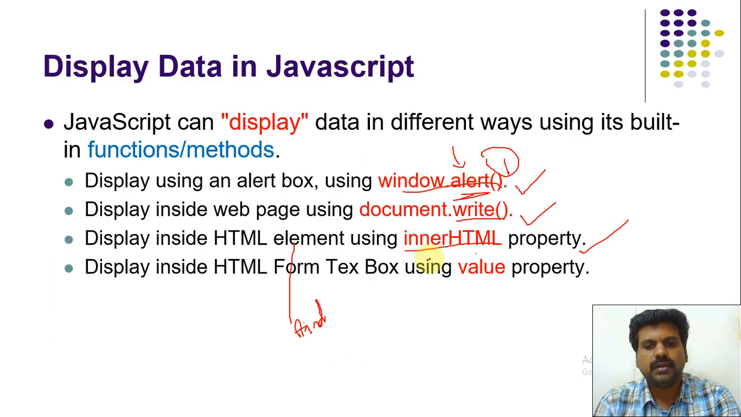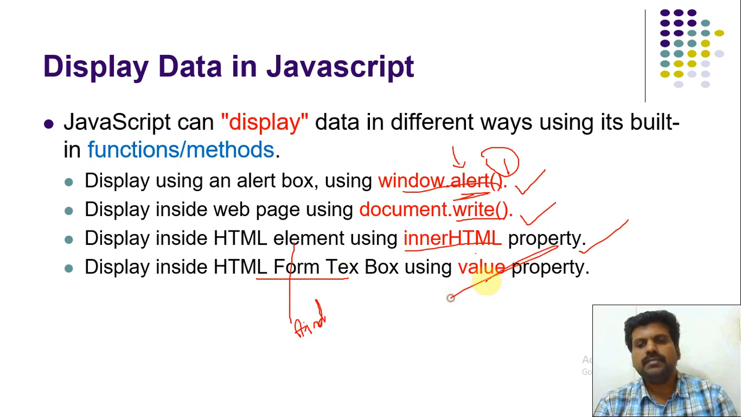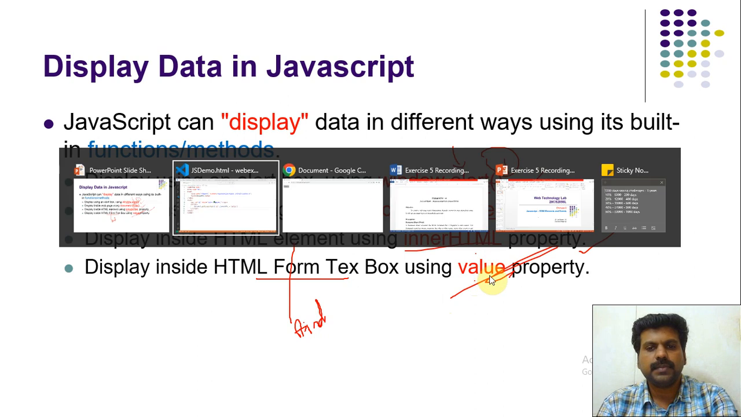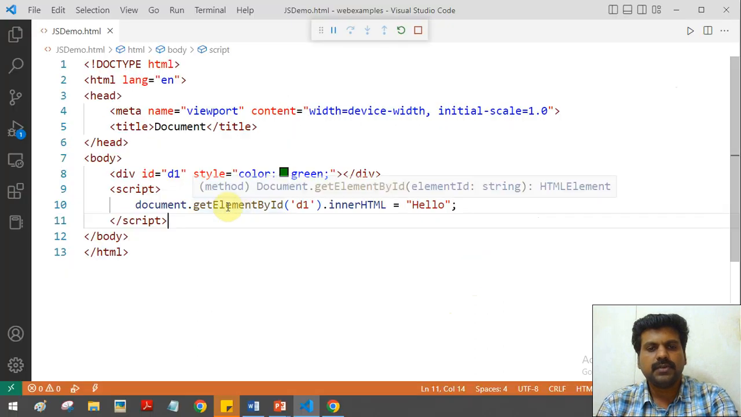One more way of displaying data is we can create a text box. Using input type equal to text, we can create an input field, a text box. Suppose you want to display data inside the text box, we can use another property called the value property. So let's try this also. If we want to display data inside a text box, we can use the value property. Let us understand how to do that.